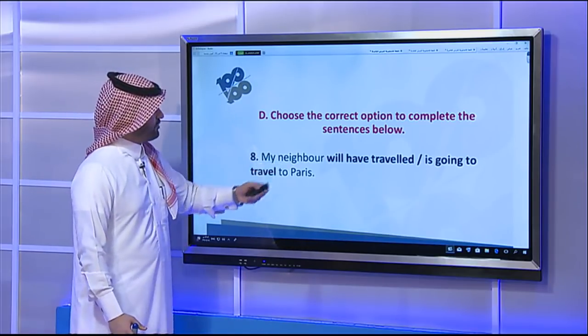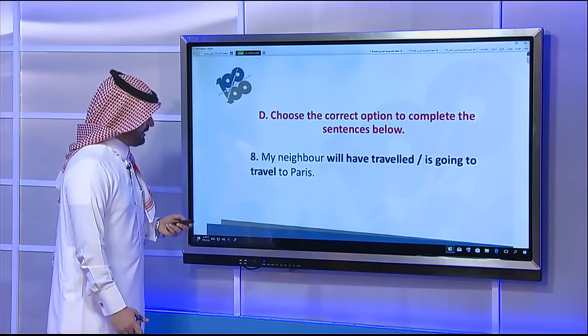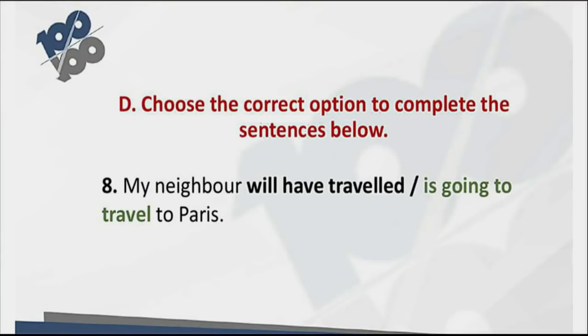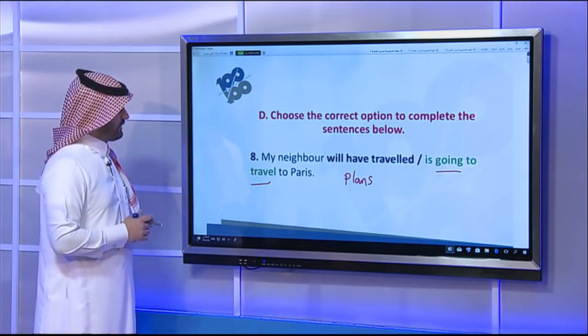So my neighbor is going to travel to Paris. The answer should be my neighbor is going to travel to Paris. We use the future going to because we are talking about plans, people's decisions. They have already made the decision, so that should be the answer, is going to.